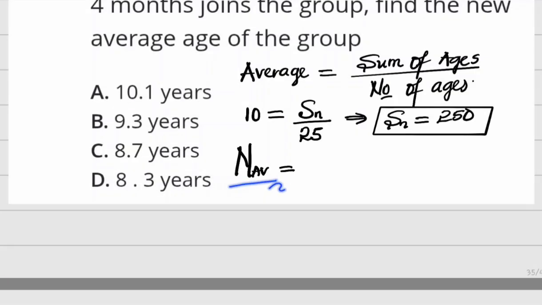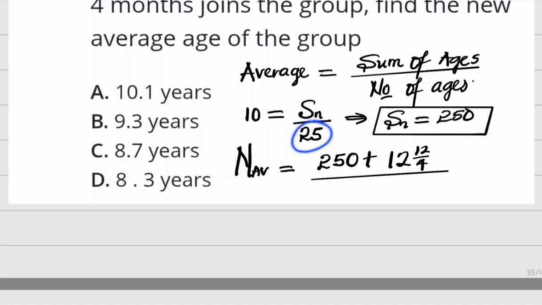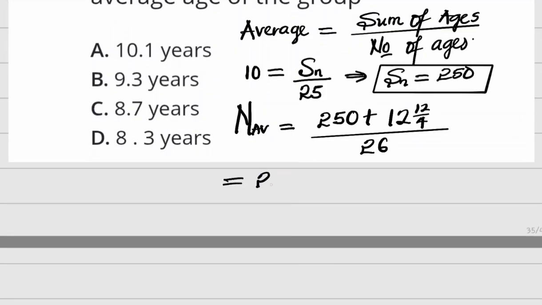The new average now will be, don't forget, this number of ages will be 26 rather, plus 1. Then the sum of their ages will be increased by 12 years, 4 months. So that will be 250 plus 12 years, 4 months. 4 months will be 12 over 4, everything over 25 plus 1, that is 26. So here we shall have 250 plus 12 point 33333.